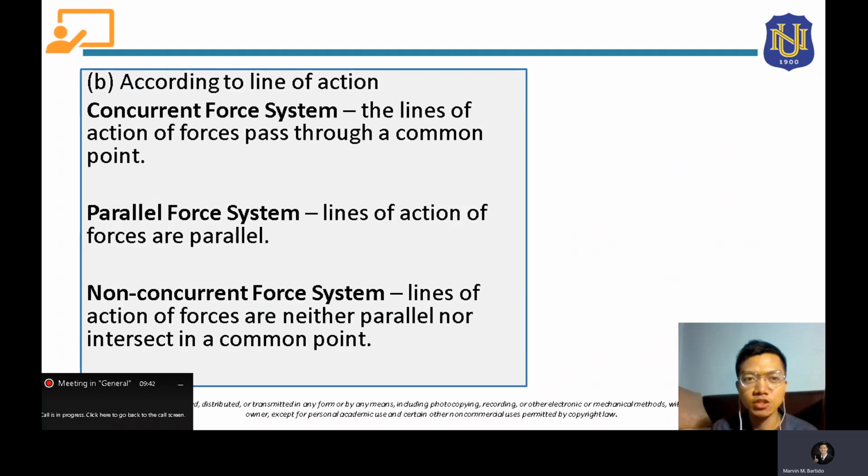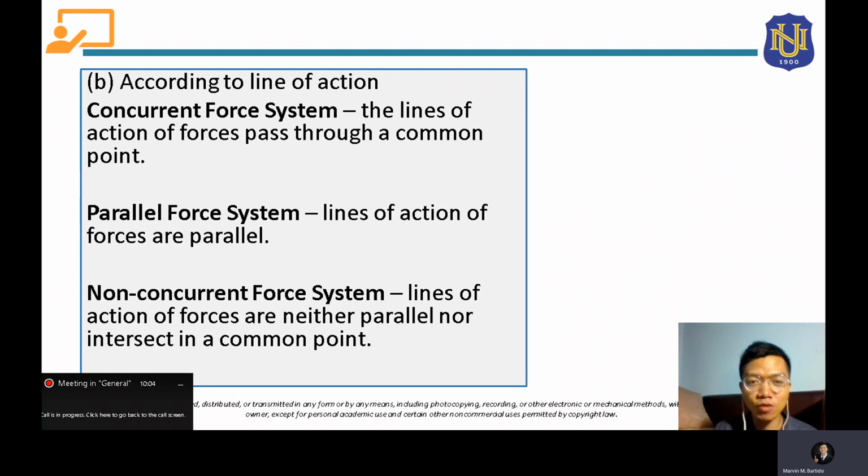So the second classification is according to the line of action. The first type under this classification is the concurrent force system. In a concurrent force system, the lines of action of forces pass through a common point. So all of the forces here meet at one point. That's why it's called concurrent.